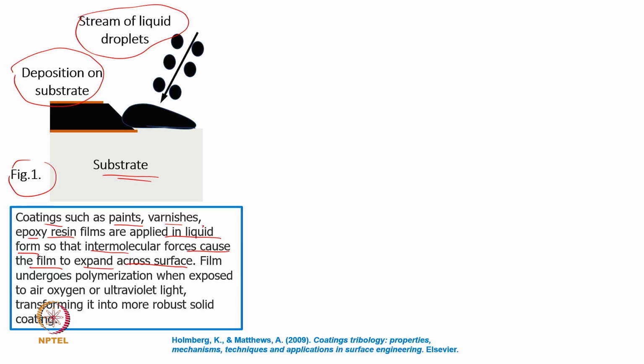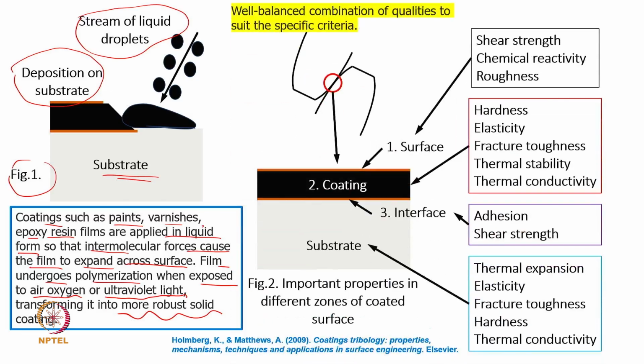Similarly, in this situation when we apply a liquid, it gets sprayed, and if there are some sort of bubbles, some sort of a gap, that also may get filled. And this film undergoes polymerization when exposed to atmospheric oxygen or UV treatment or sunlight, then this liquid gets transformed to a more robust solid coating, right. So, that is the easiest way to protect a surface from the environment itself.